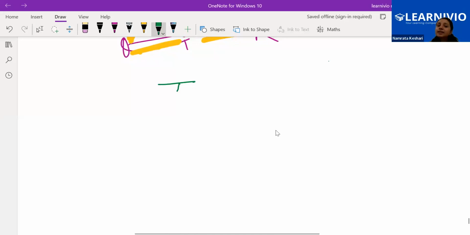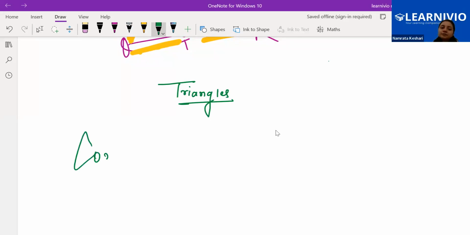So today in detail we will try understanding what is the concept of triangle. In the triangle chapter there is a concept that is the congruency of triangle. Okay, let me write it over here. This terminology is completely a mathematical language, it's a mathematical word.